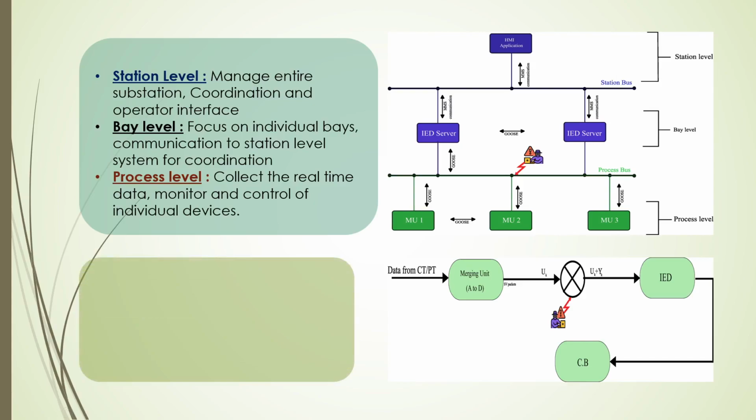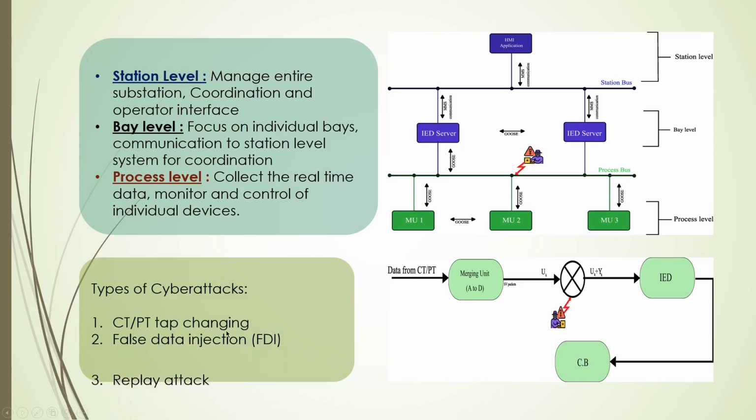There are different kinds of cyber attacks. Majorly, we are going to do three kinds of cyber attacks in this activity: CTPT tap changing, false data injection, and replay attack. The CTPT tap changing attack is where the cyber attacker alters the tap settings at the merging unit level, so that the voltage and current ratings from the meter are altered.